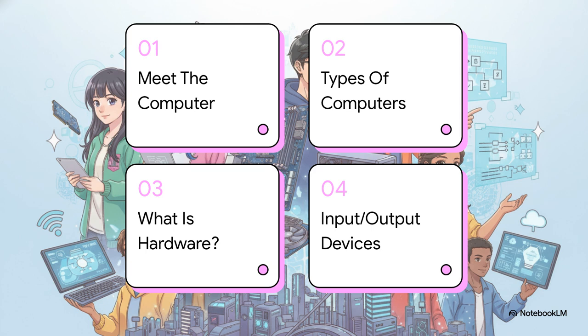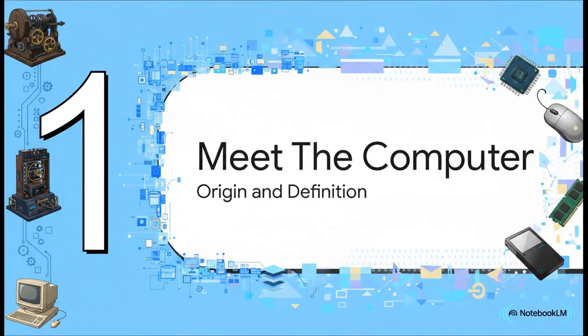First, we'll meet the computer. Second, we'll look at the 4 types of computers. Third, we'll ask, what is hardware? And finally, we'll dive into input and output devices. Section 1. Meet the computer. Let's define exactly what this machine is and where it all began.